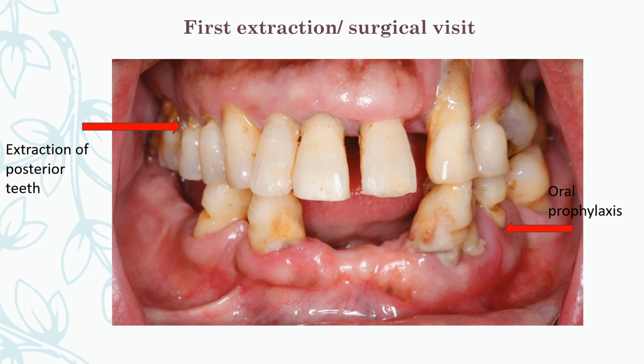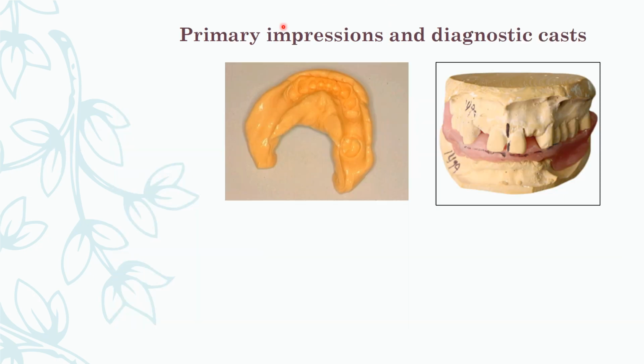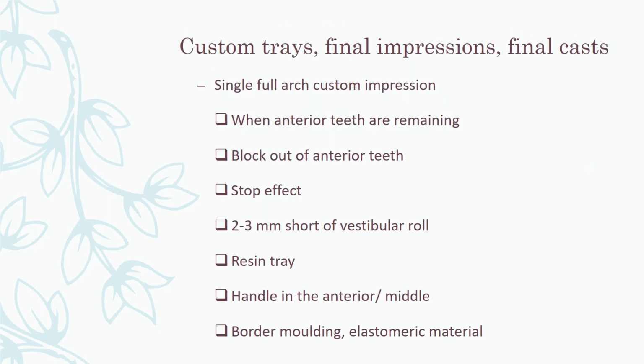Next, the primary impression and diagnostic cast. After extraction of whatever posterior teeth we are supposed to remove, we will take an impression, pour a cast, and take a bite. Then a single full arch custom tray or a two stage custom tray is made. This is usually done when the anterior teeth are still remaining. So you have to block out all the anterior teeth, like we do. Whatever teeth are there, we're supposed to block that out.